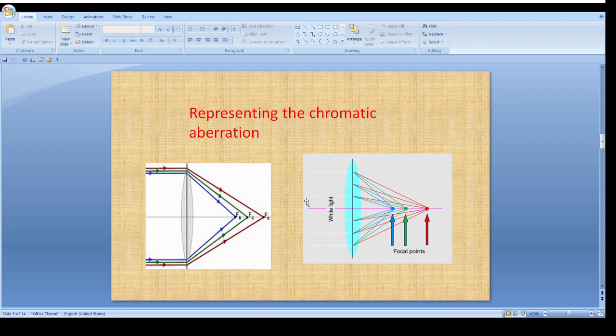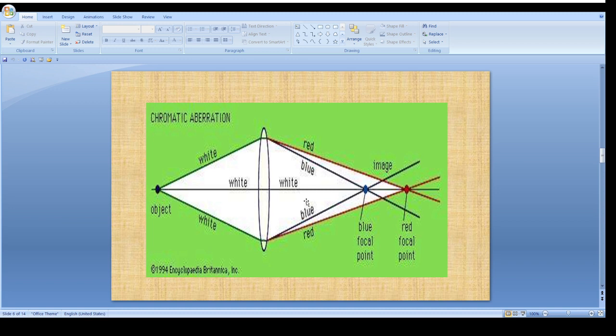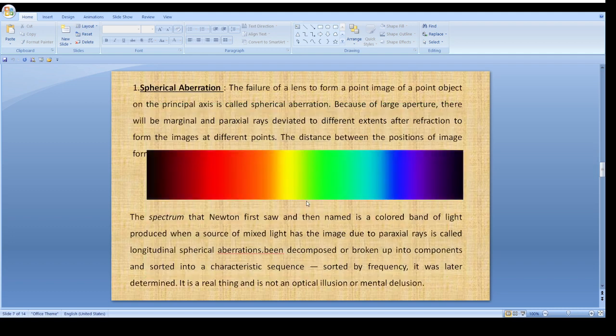Representing the chromatic aberrations, here we have seen the figure: paraxial light is passed through the lens. Focal points are blue, red and green. The object is placed in white light and the lens passes the red focal point and blue focal point. First one, spherical aberration.